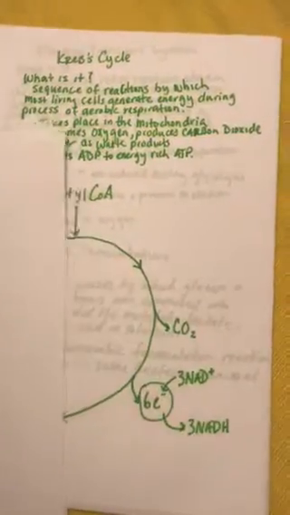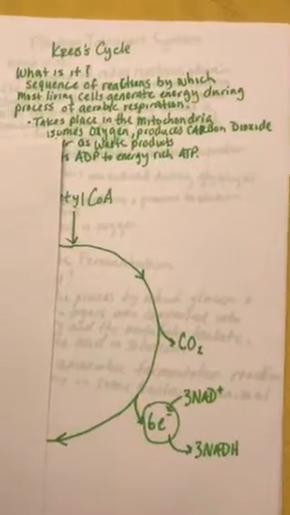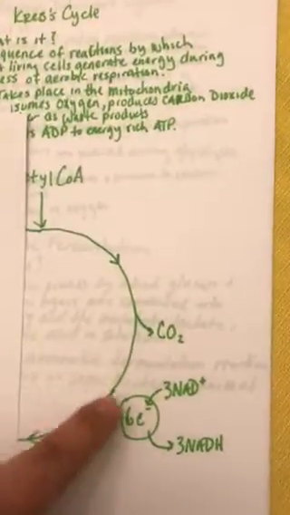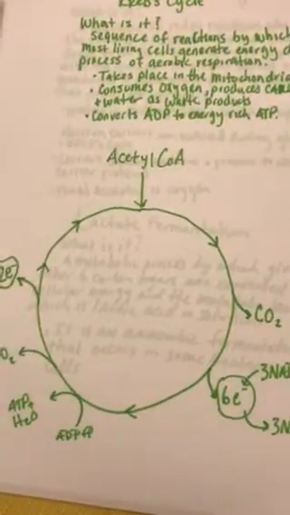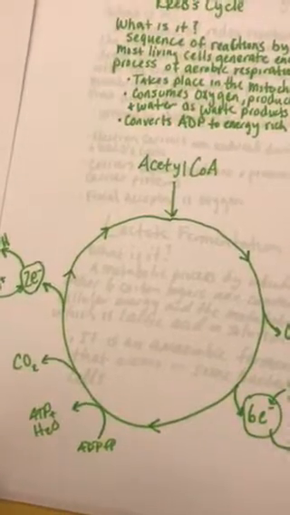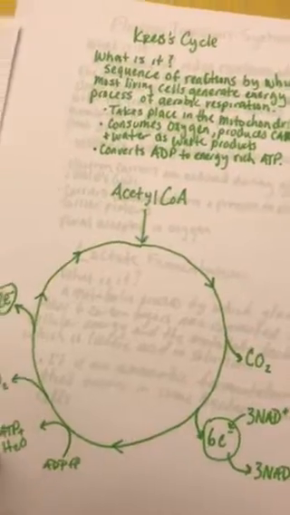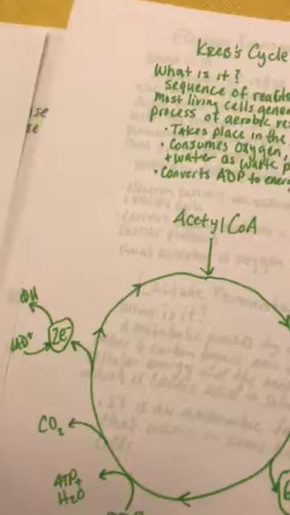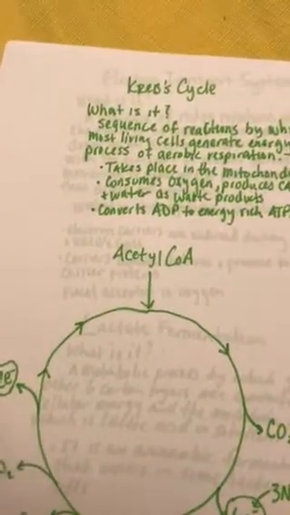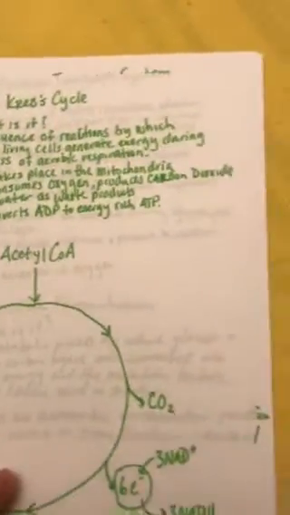The start of this is we'll need acetyl-CoA, and it goes along, we lose some CO2, and then we lose 6 electrons with 3 NAD+ going in and 3 NADH going out. Continues along, and it needs ADP into ATP. We put in ADP and it creates ATP energy and water. And it continues along, we lose CO2, and then we lose 2 electrons. We add in NAD+ and NADH.